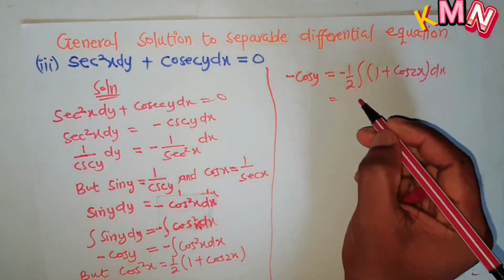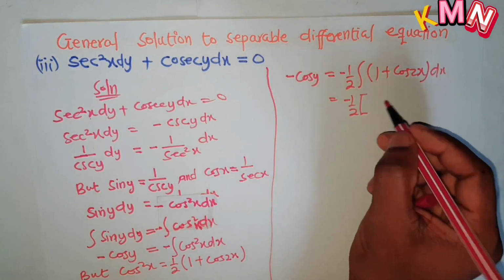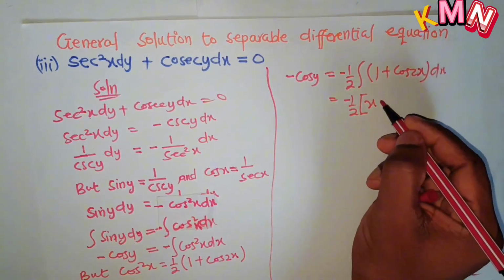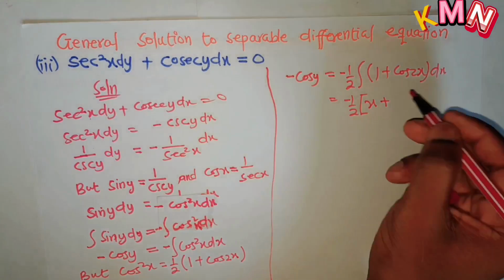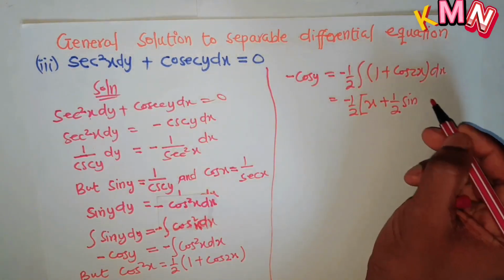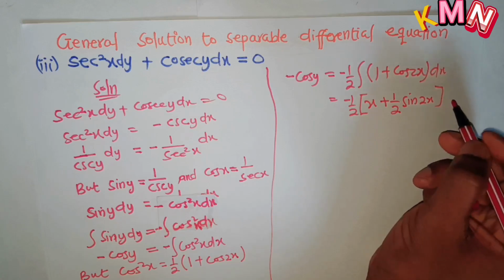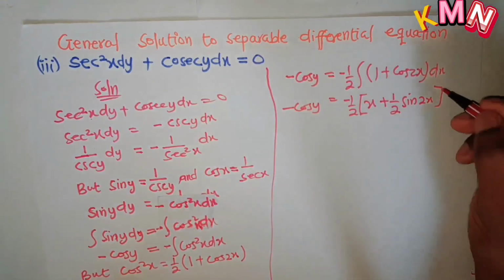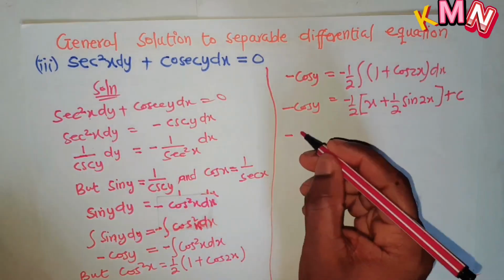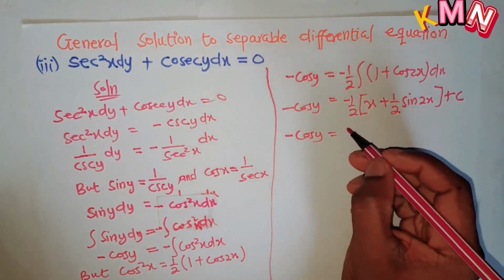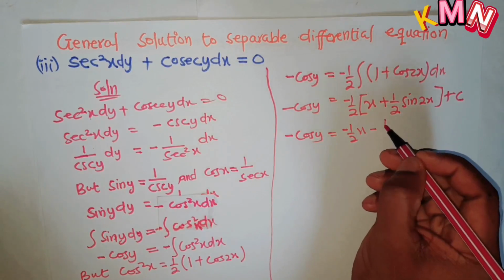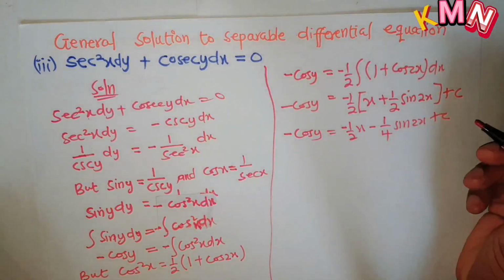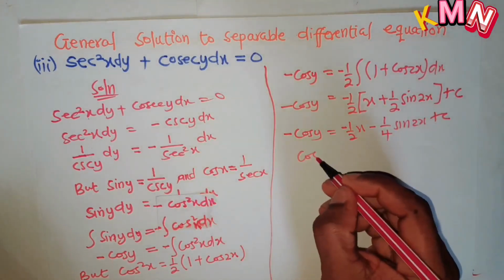So now we are integrating the other side. Our half will be there. The integral of this will give us x with respect to x, plus the integral of this will give us half sine of 2x. So we have cos y, then plus our constant c. We continue. Let's multiply through. So when you divide through by that negative, you're going to get the result.